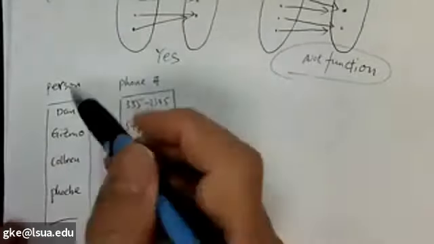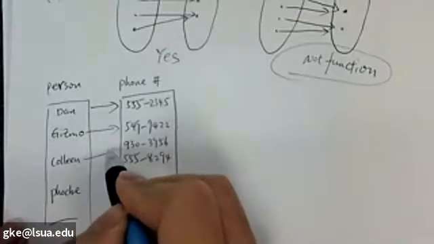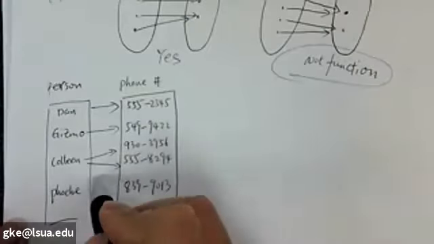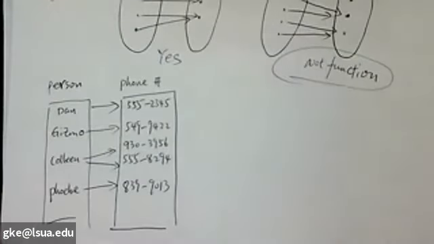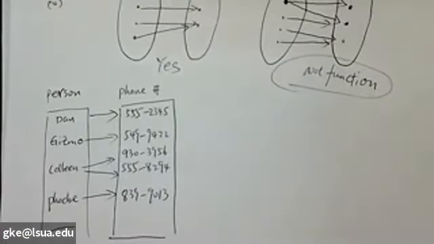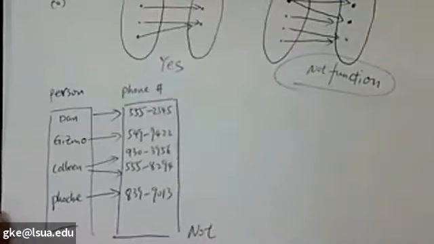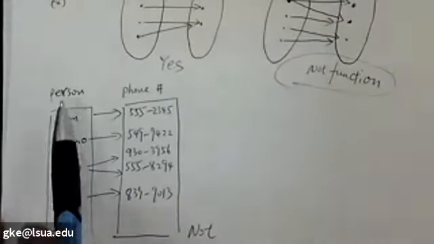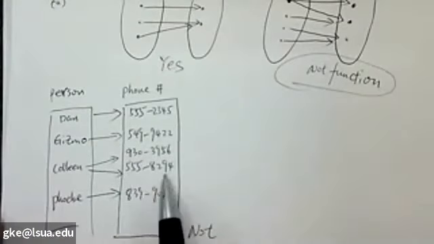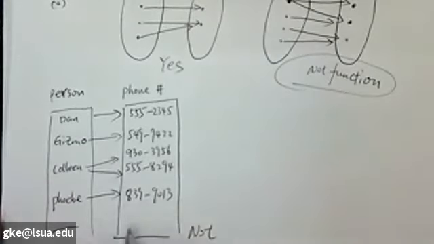Okay, so we have this guy with a phone number, and the calling has 2 phone numbers. Now I have a question: is that a function or not? That's not. Okay, you guys agree? It's not a function because what? The calling, the element in X has 2 elements in Y. Okay, 2 elements in Y. So that's not a function.